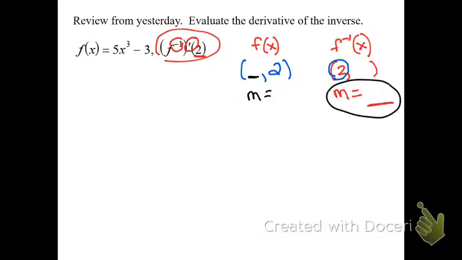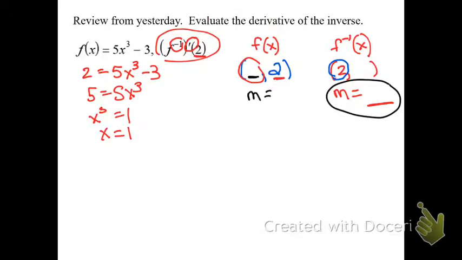So that's my goal. All right, so this is the y-coordinate of the original function, but I need the x-coordinate that goes with it. So if y is 2, I need to find the x-coordinate that goes with it. Find the x-coordinate by solving this. Add 3 to both sides. Divide by 5, and you can see that x would have to be 1. Now that I know what the missing piece is, I need to find the slope at 1 on my original function.